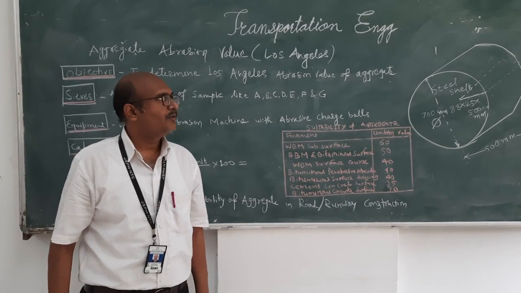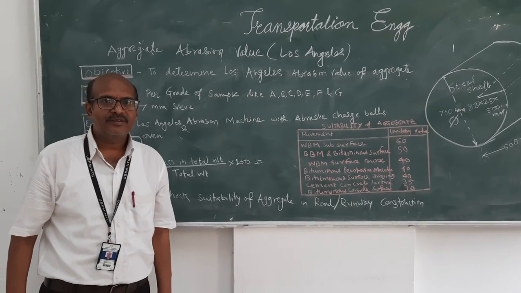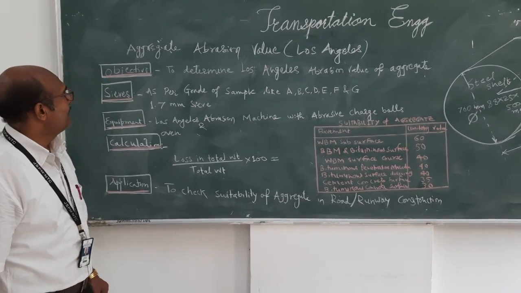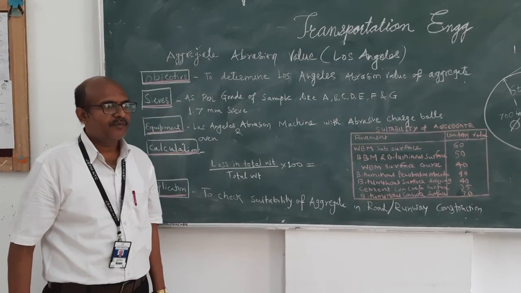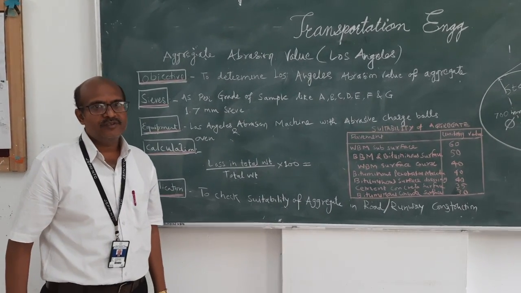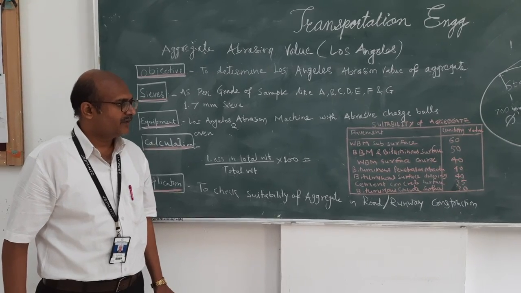So today we are going to see the Los Angeles abrasion value test on the aggregate. Our aim is to determine the Los Angeles abrasion value of the aggregate. So what happens while using this aggregate in the road pavement or in the runway?